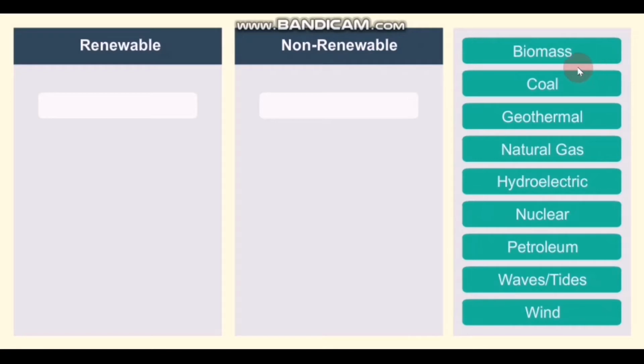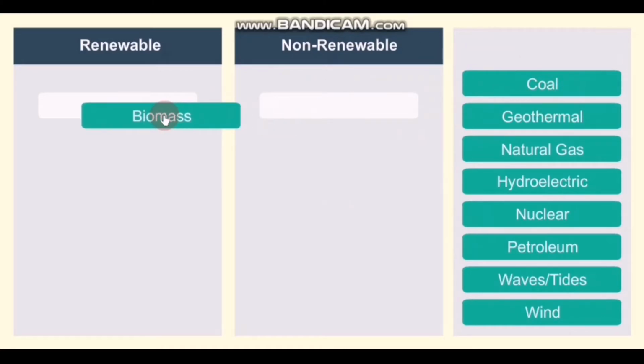We have a few examples of energy sources here, which we have to categorize under renewable and non-renewable energy sources. So are you ready? First, we have renewable energy. From this example, can you think which one is called a renewable energy?